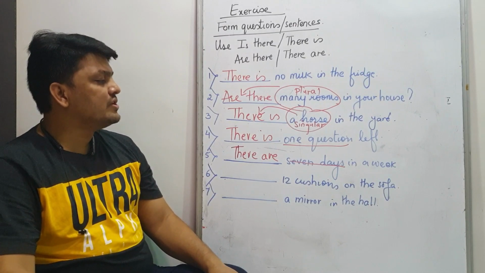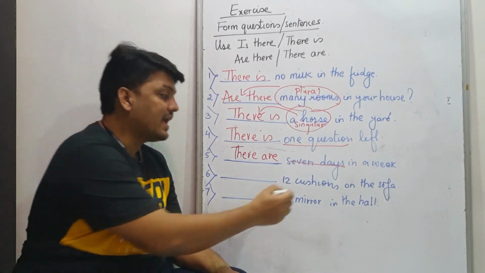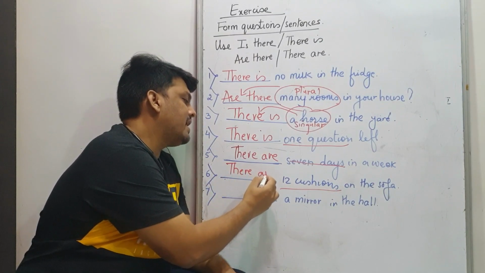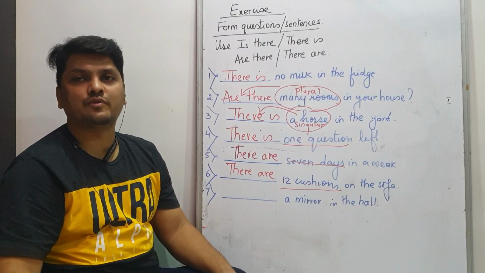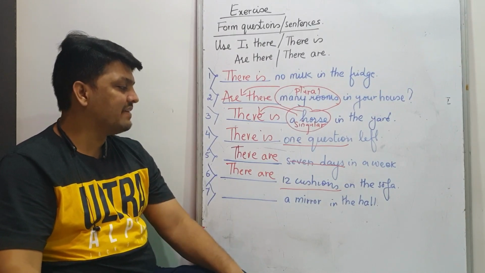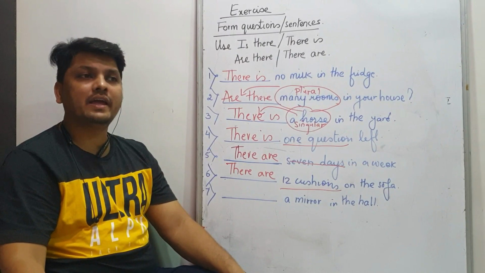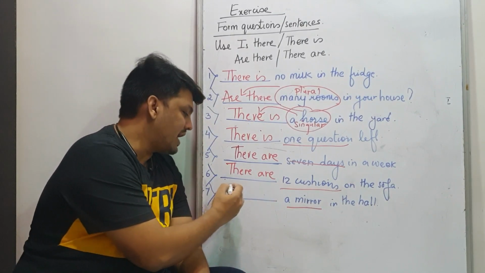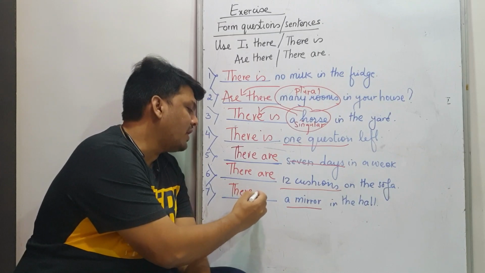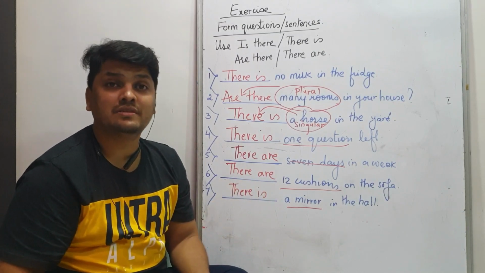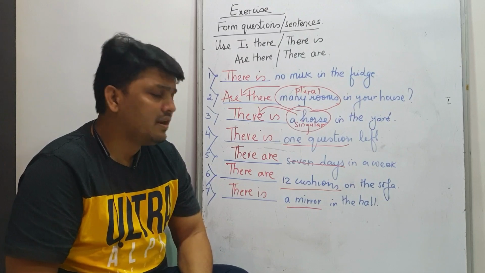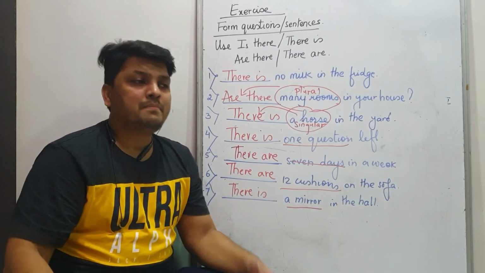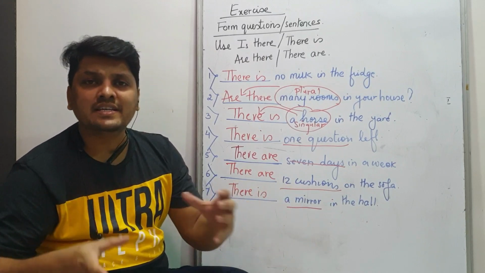Dash 7 cushions on the sofa. Again, this is plural. So there are 12 cushions on the sofa. Next, come to the 7th one. Dash a mirror in the hall. So a mirror is singular. So I'll use there is. And what if I turn this sentence into a question? Is there a mirror in the hall? Question mark. Students, don't be baffled about when to use there is or there are.